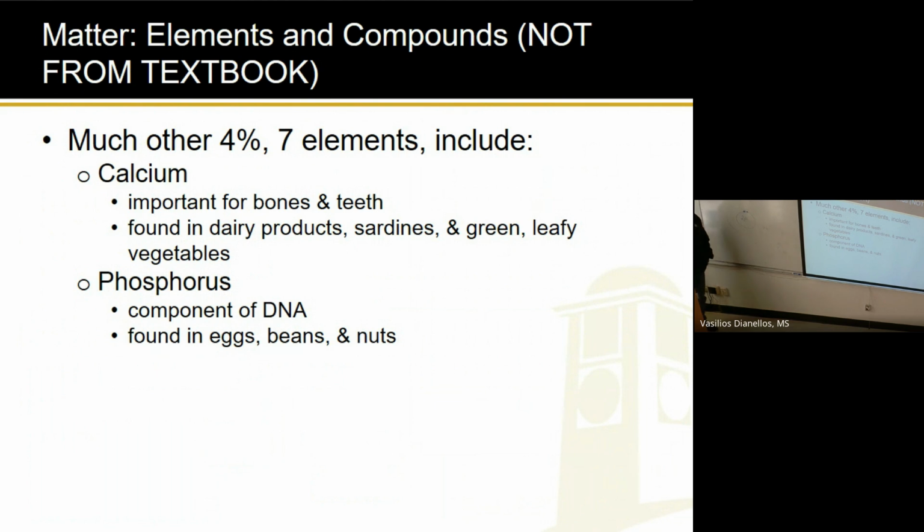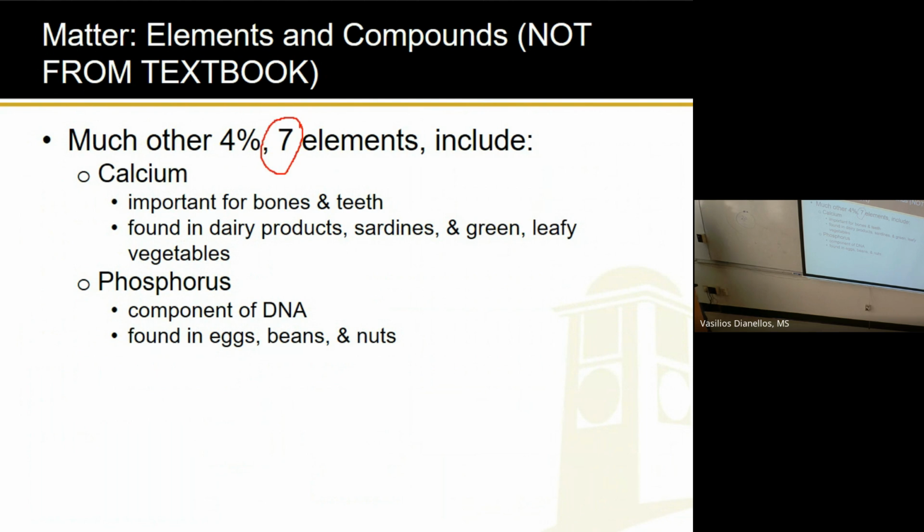Where do we find it? Dairy products, sardines, green leafy vegetables. Phosphorus, why is it important? It's part of our DNA, among other things. Where do we get it? In our diet, we get it in eggs, beans, and nuts. So again, for independent work, you can look up the other 7 elements.